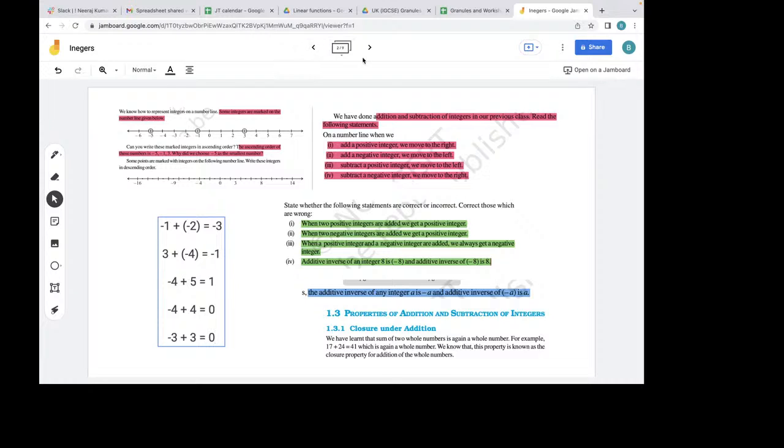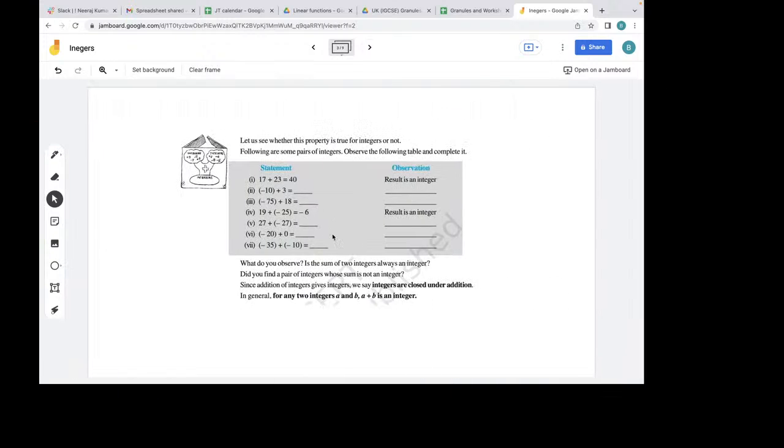So this property also applies to integers. If you add two integers, you will again get an integer. And that means integers are closed under addition: for any two integers a and b, a plus b is also an integer. Let's take a few examples of this. You add 17 and 23, which are two positive integers, and you get 40, and 40 again is an integer.